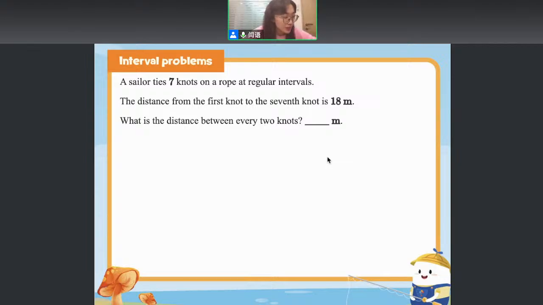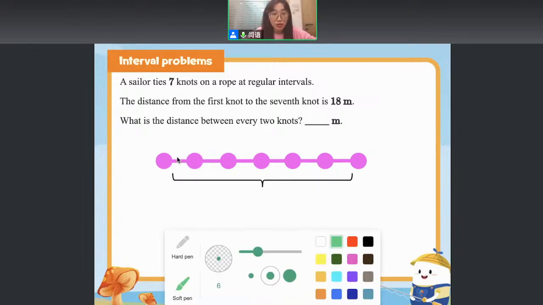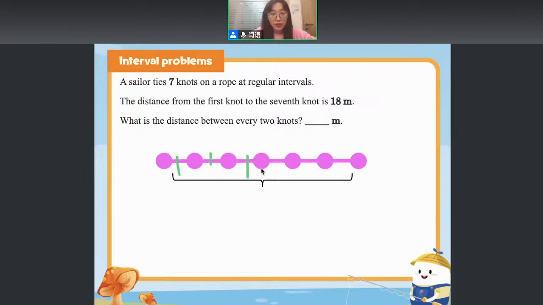18 meters. What is the answer, everyone? Okay, correct. Super easy, right? For the interval problems, you see 7 knots. So how many intervals are there? You only need to count 1, 2, 3, 4, 5, 6, right? So 6 intervals. How can we get the answer? That is 18 divided by 6 equals 3. I think this question is not that hard for you, right? Division.